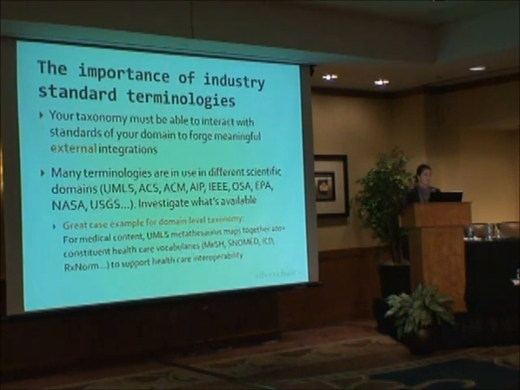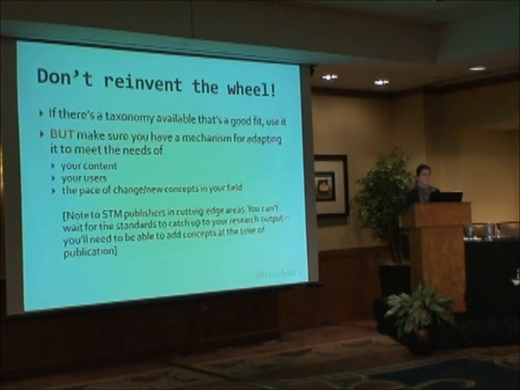There are lots of different taxonomies and terminologies in play in the scientific domains: UMLS from the National Institutes of Health, American Chemical Society, Association for Computing Machinery, American Institute of Physics. There are really a lot of them. Investigate what's available and use them as a starting point. Don't reinvent the wheel. If there's a taxonomy that's a good fit, do use it. But you should recognize that even if there is a terrific taxonomy that seems to fit your domain well, you're still going to probably want a mechanism for adapting it to meet the needs of your content, your users and your user stories, and then the pace of change in your field.